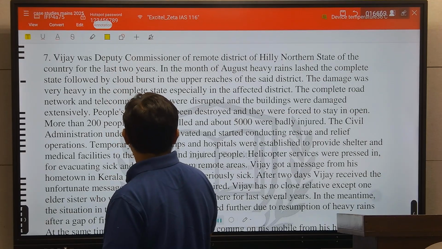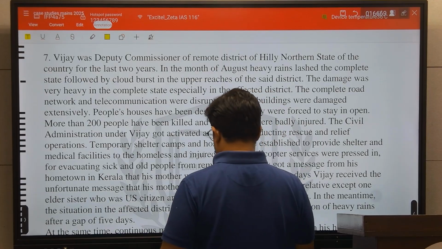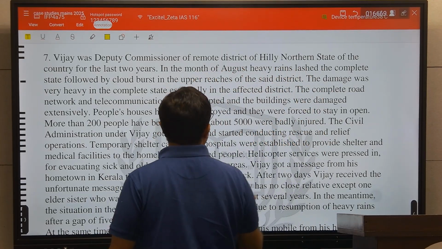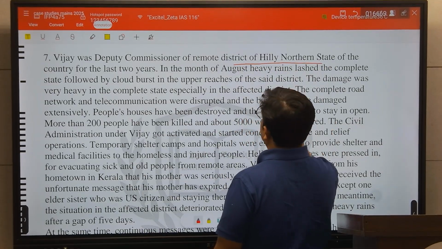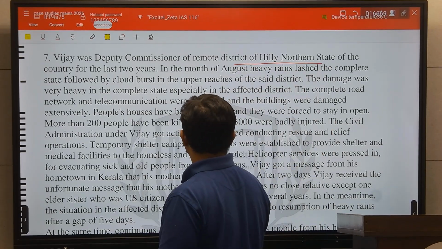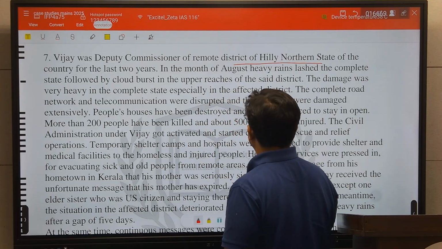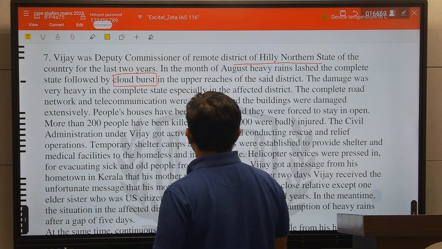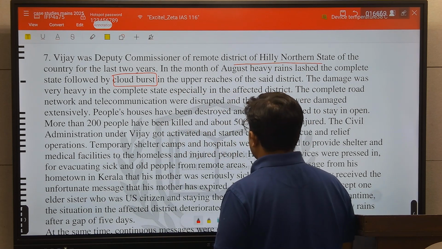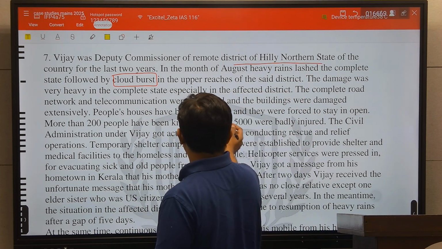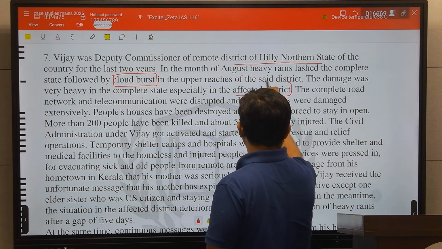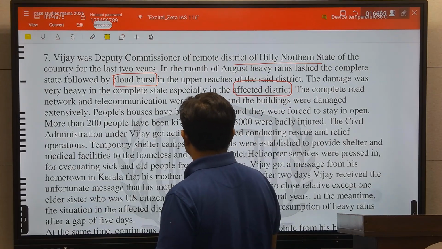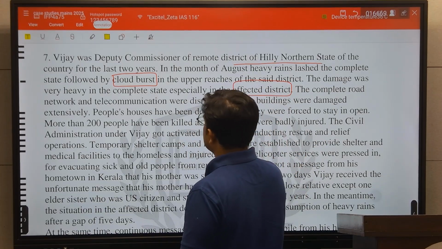Vijay was a deputy commissioner of a remote hilly district, okay, in a northeastern state of the country for the last 2 years. In the month of August, heavy rain lashed the complete state, followed by a cloudburst. Okay, a disaster is happening, a cloudburst in the upper reaches of the said district. The damage was very heavy in the complete state, especially the affected district. The complete road and telecommunication network were disrupted, buildings were damaged extensively.